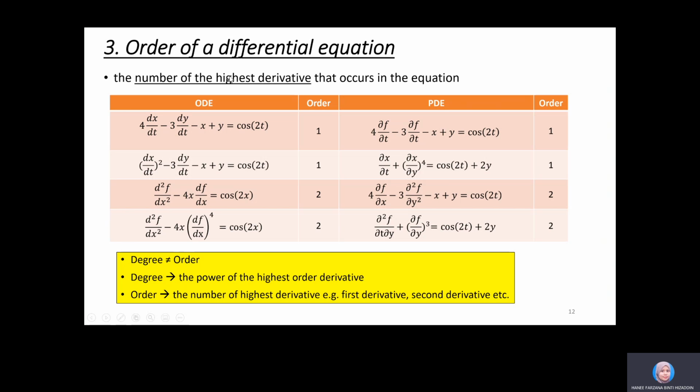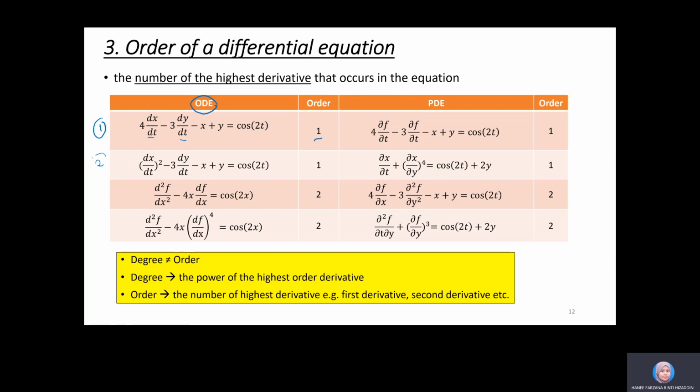Right, the next terminology that you should know is the order of the differential equation. The order of a differential equation is defined as the order of the highest derivative that occurs in the equation. Okay, let's look at the ODE first. Example 1 here: 4 dx dt minus 3 dy dt minus x plus y equals cos 2t. So what would be the order? You look at the highest derivative. The highest derivative is dx dt, dy dt, so it's just the first derivative, and the order is 1, first order.